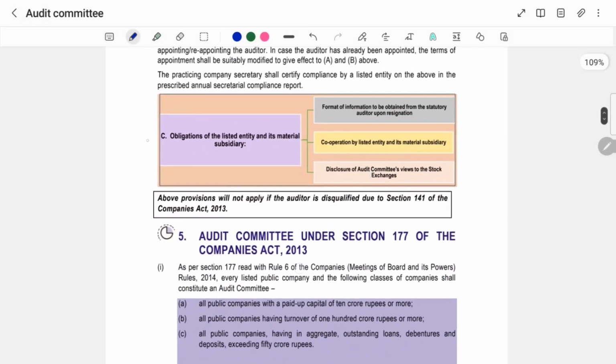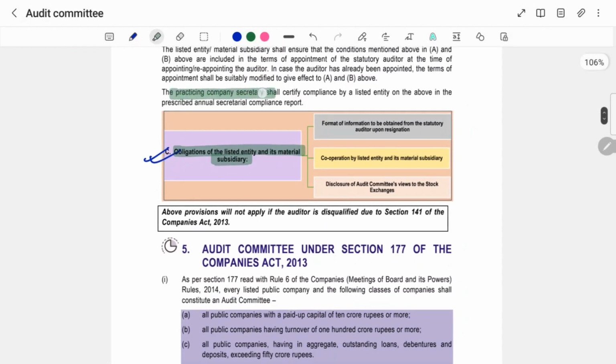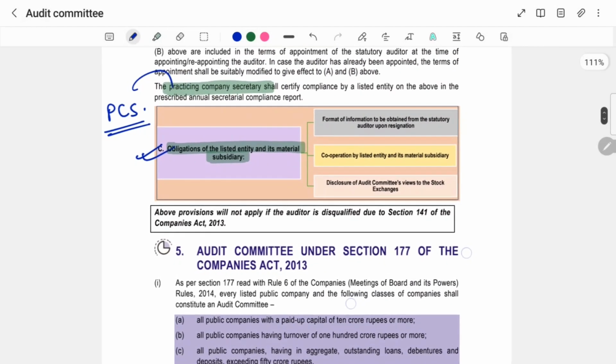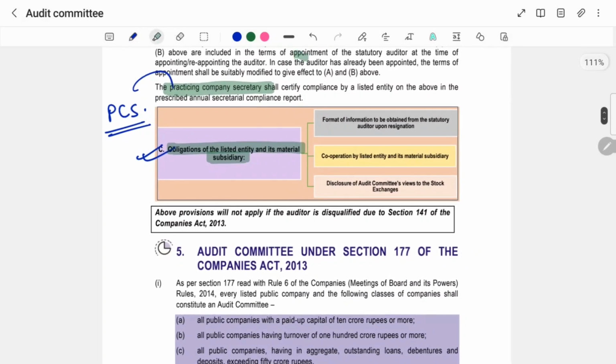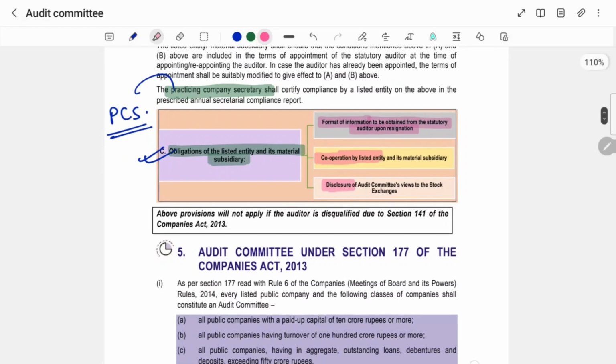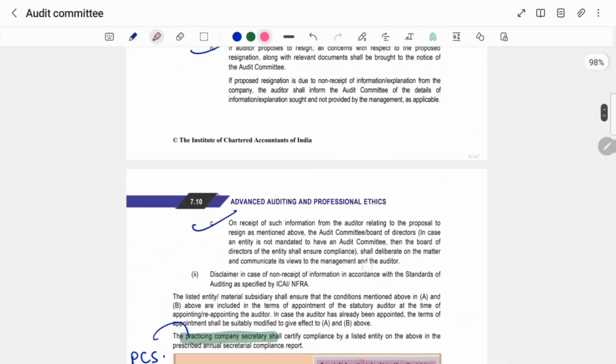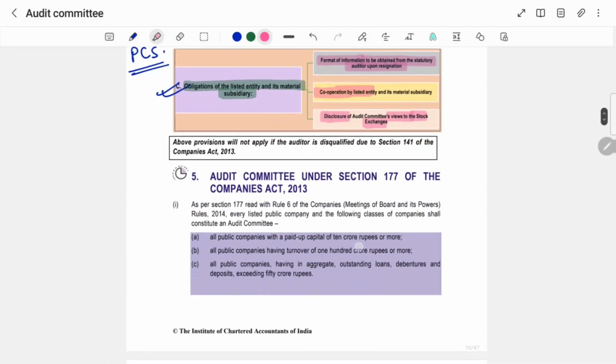Then in the chart again in C point there is given obligations of listed entities and its material subsidiary. Now this is the obligation of the practicing CS. So the PCS, that is the practicing CS, shall certify compliance by listed entity on following points. See the format of information to be obtained from the statutory auditor upon resignation, cooperation by listed entity and disclosure. Disclosure of what? Of its views, audit committee's views to the stock exchanges. So here the topic ends.